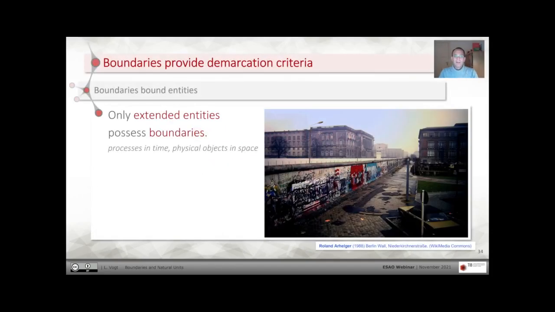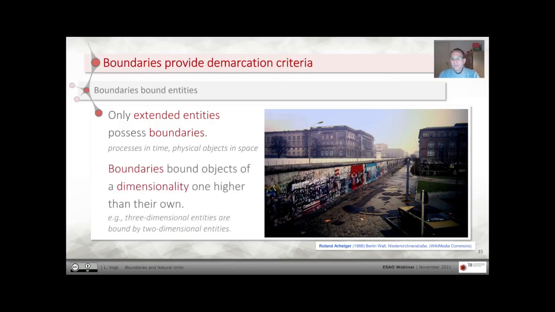And boundaries, what are boundaries? Only extended entities possess boundaries, so processes in time or physical objects in space. And these boundaries bound objects of a dimensionality one higher than their own. So a three-dimensional entity is bound by a two-dimensional surface, which is then again bound by a one-dimensional line, and so on. That's a mathematical notion of boundary. And from here on, I will focus on physical objects and physical boundaries.